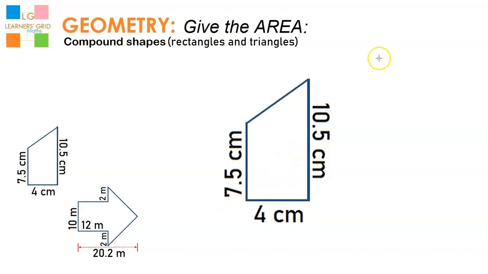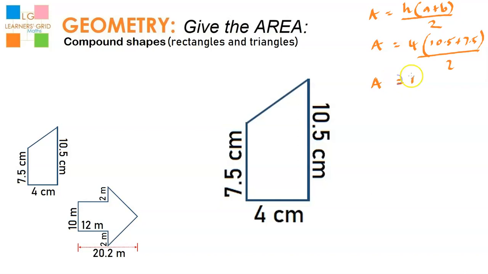So this is a trapezium, and we know that the formula for a trapezium is the area equals the height multiplied by side A plus side B and divide by 2. So what we could do is simply do this. So it'll be 4. A plus B is 10.5 plus 7.5, right? Divide that by 2. So that'll be 4 times 18 divided by 2.